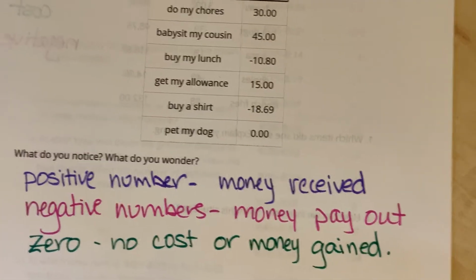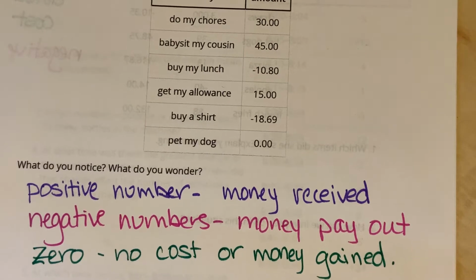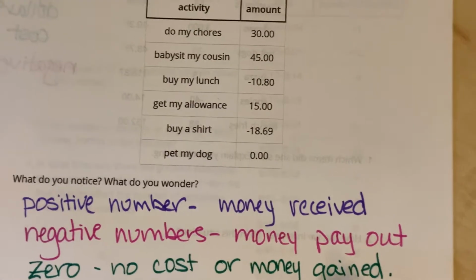So these are the things that I wrote down that I noticed. Positive numbers look like money received. Negative numbers look like the money it cost me or money I had to pay out. And then the 0, the pet my dog. It doesn't cost you anything to pet your dog, nor do you get paid to pet your dog normally. So that's where the 0 came in. That's what I noticed on it.